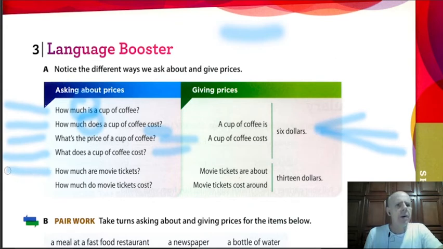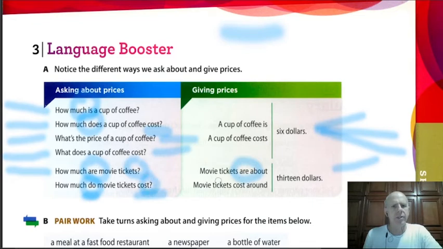How much are movie tickets? Movie tickets are about $13. And now look, we are talking about something that is plural. Here we are talking about tickets. How much do movie tickets cost? Again, we have a verb. The verb cost, so we need the auxiliary to make a question, to ask a question. Right? Movie tickets cost $13.